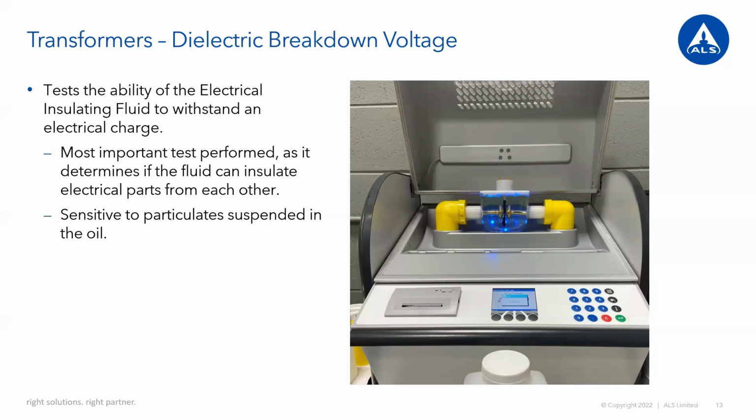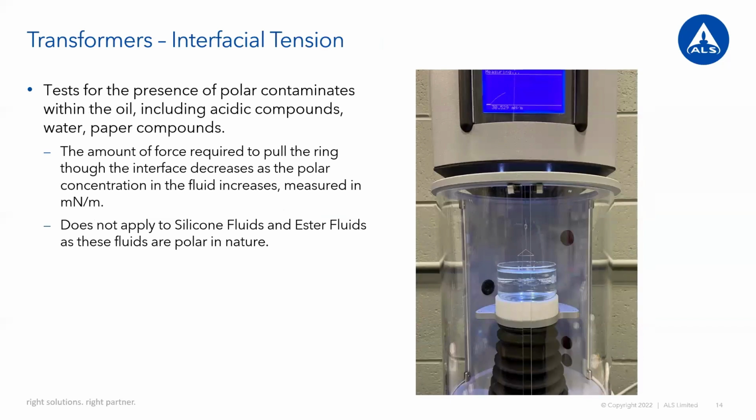It's sensitive to suspended particles in the oil. So if you have particles, if you sampled it poorly and there's stuff from the sample valve, that'll cause this to be poor. So this is measured in kilovolts. It initially starts testing at 5 kilovolts or 5,000 volts and goes up. Anything lower than that, it is not good. It's not going to work.